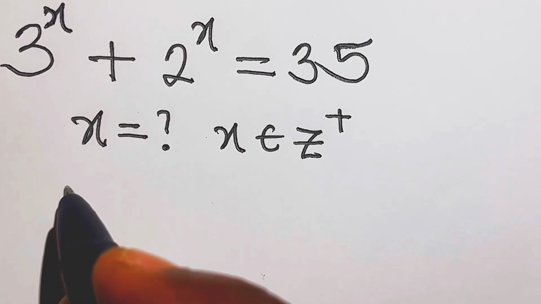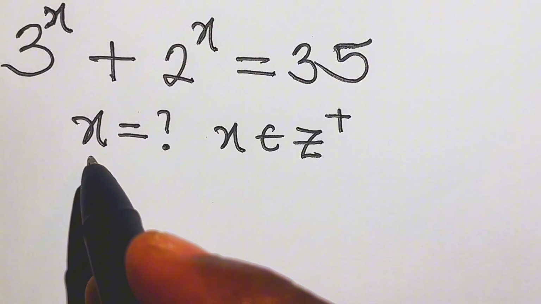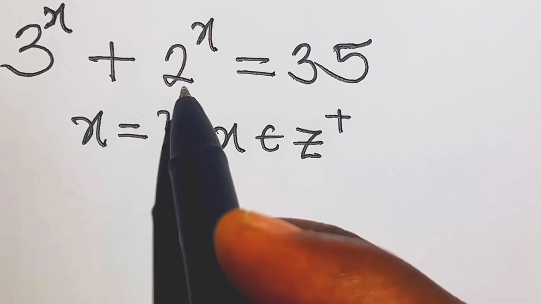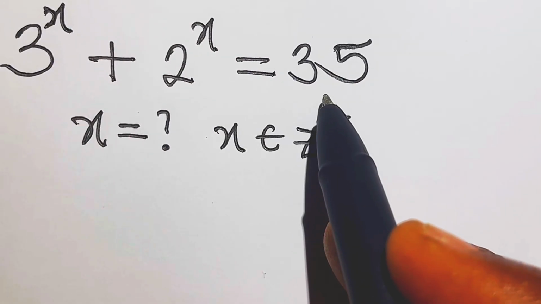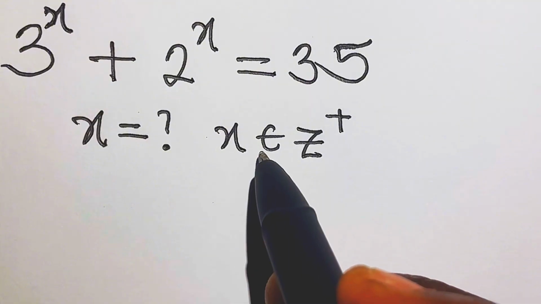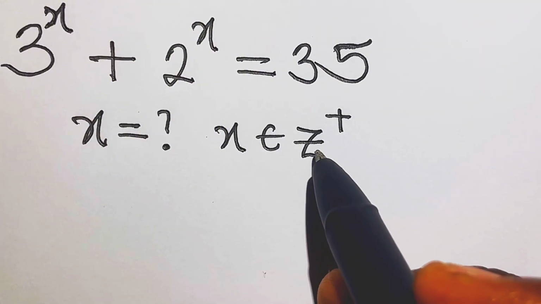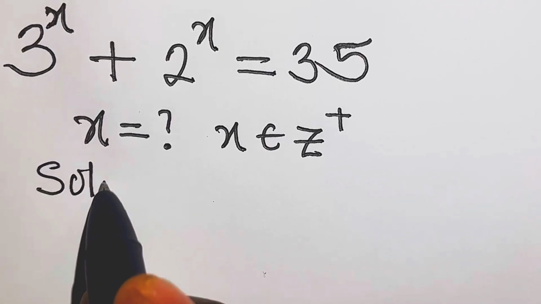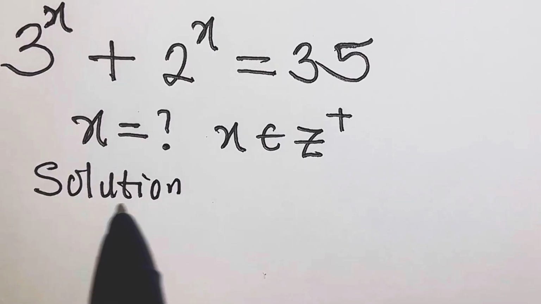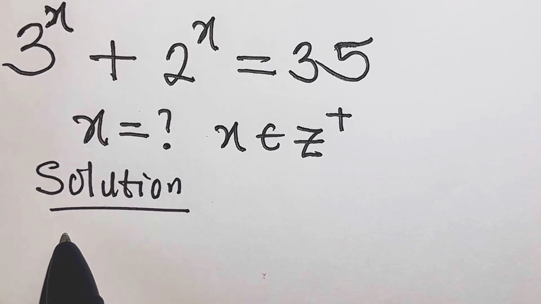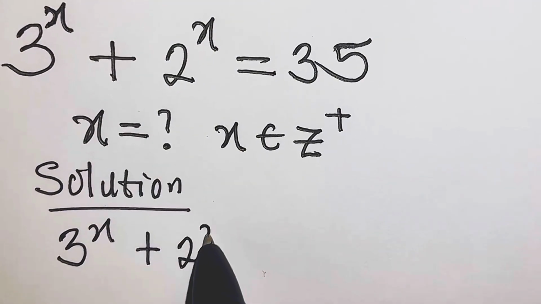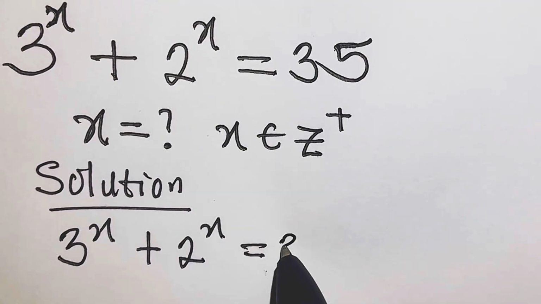Hi, welcome to mathematics. In this video, we want to solve for x in 3 raised to power x plus 2 raised to power x equals 35, where our x belongs to a positive integer. So let's say solution. We have 3 raised to power x plus 2 raised to power x equals 35.